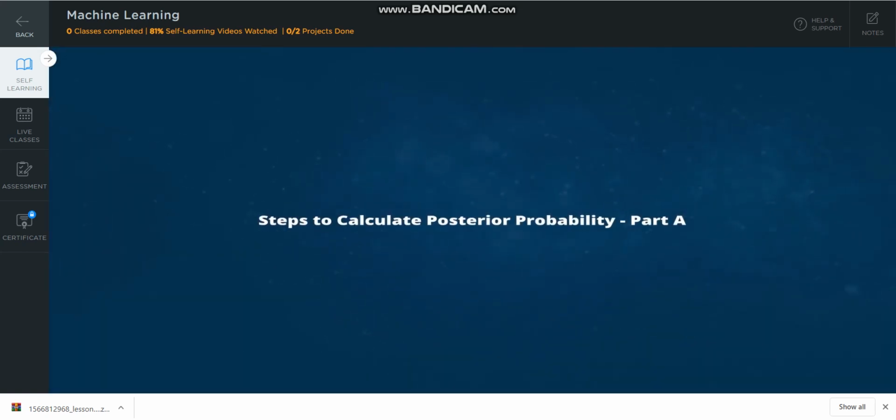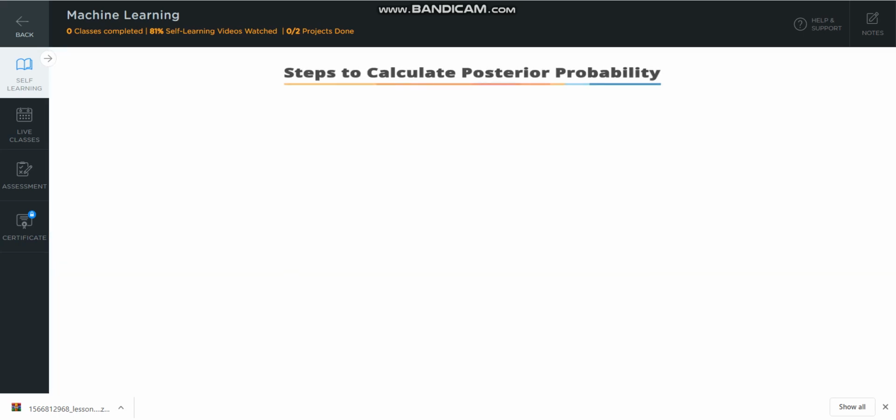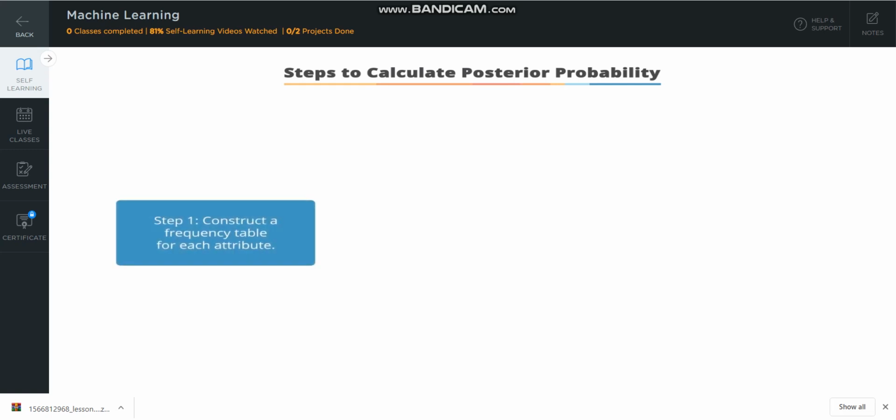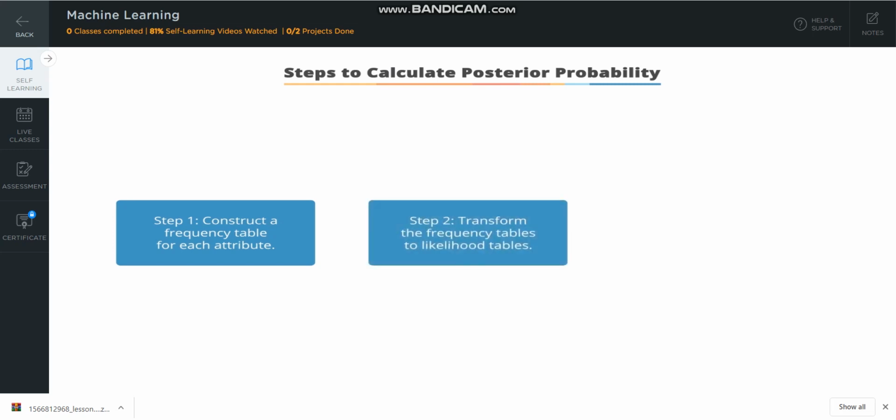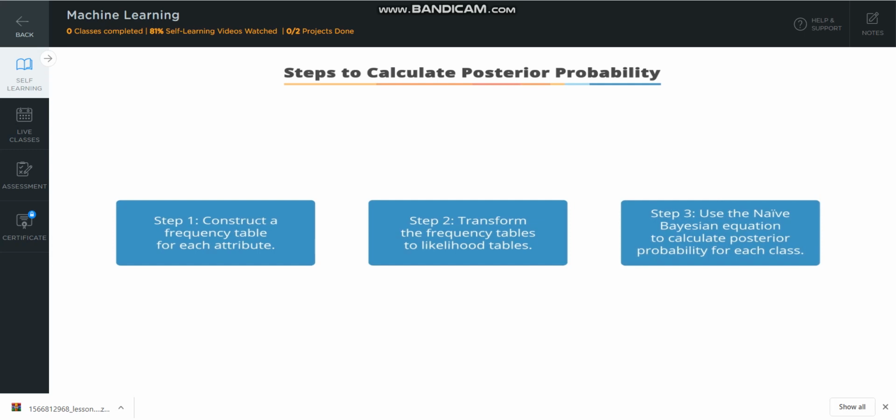Steps to calculate posterior probability, Part A. The posterior probability can be calculated by first constructing a frequency table for each attribute against the target, then transforming the frequency tables to likelihood tables, and finally using the naive Bayesian equation to calculate the posterior probability for each class. The class with the highest posterior probability is the outcome of prediction.